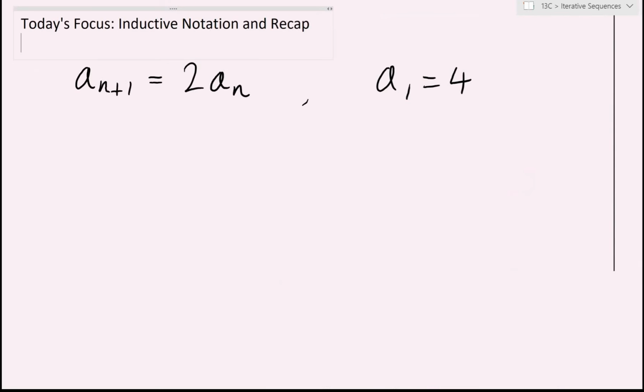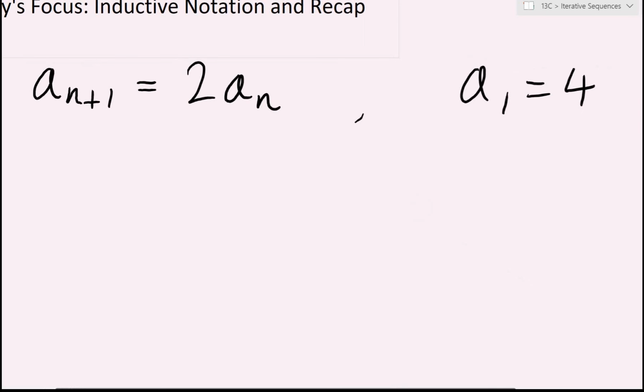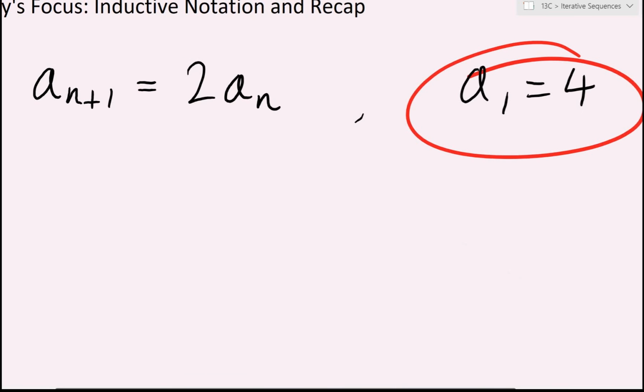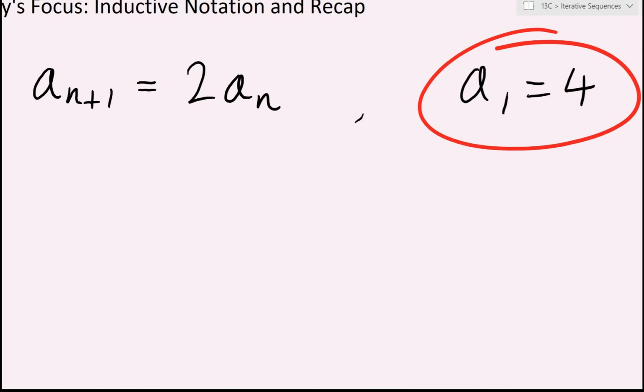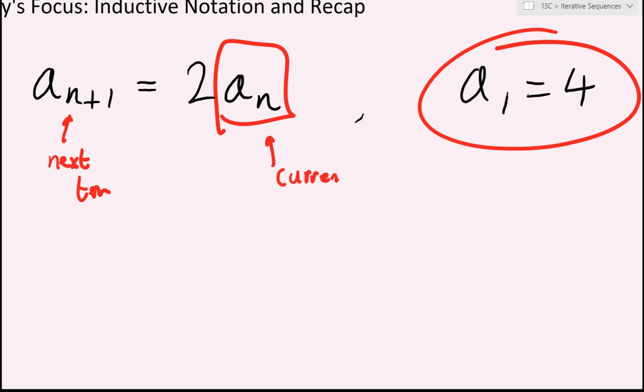Okay, we have the final thing we should cover, which is iteration sequences, which use this kind of inductive notation, which basically means each time the term depends on the previous term. So this you've seen a bit at GCSE, but we'll go through it again anyway. So here, you're told what the first term is. You're also told how, if you have a term, to find the next term. So this is basically the next term, and this is the current term.